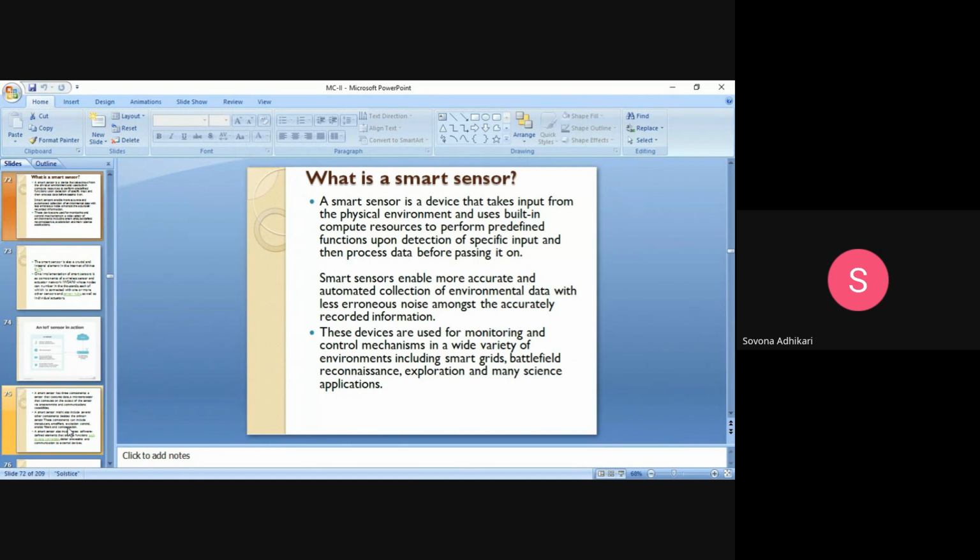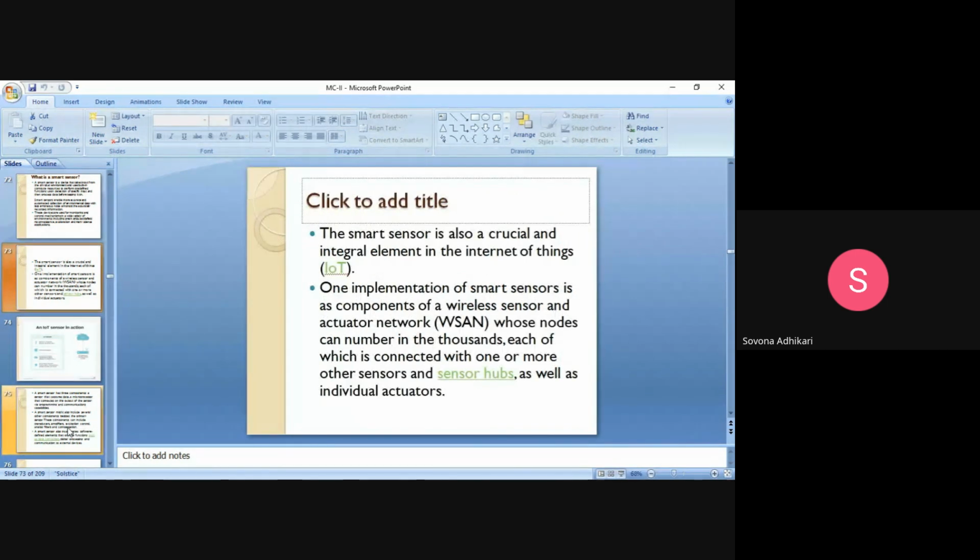So nowadays, a smart sensor plays a vital role in various fields. The smart sensor is also a crucial and integral element for IoT. One implementation of a smart sensor is as a component of a wireless sensor and actuator network whose nodes can number in the thousands, each of which is connected with one or more other sensors, that is called a sensor hub, as well as individual actuators. So we have already discussed what an actuator is.